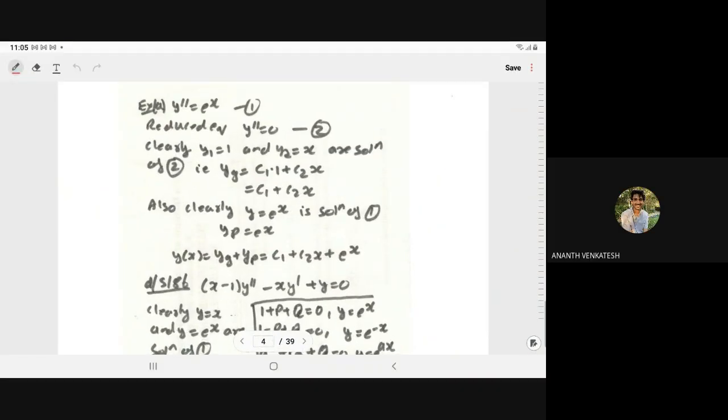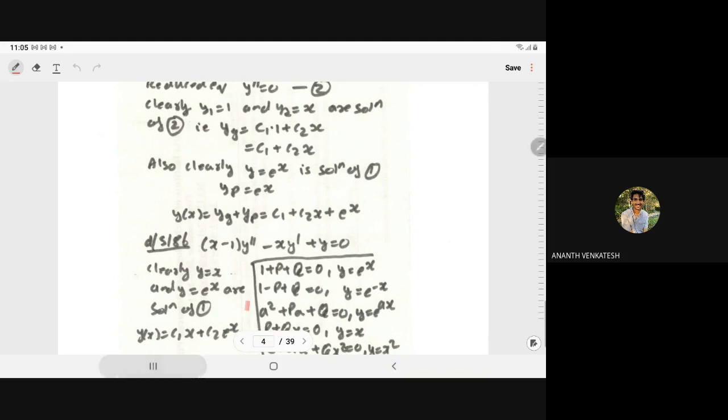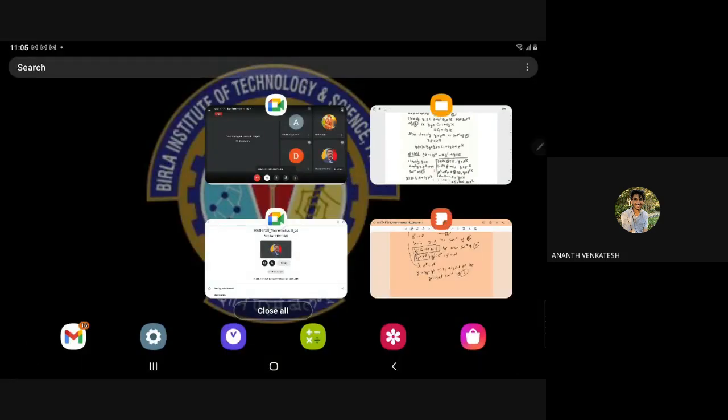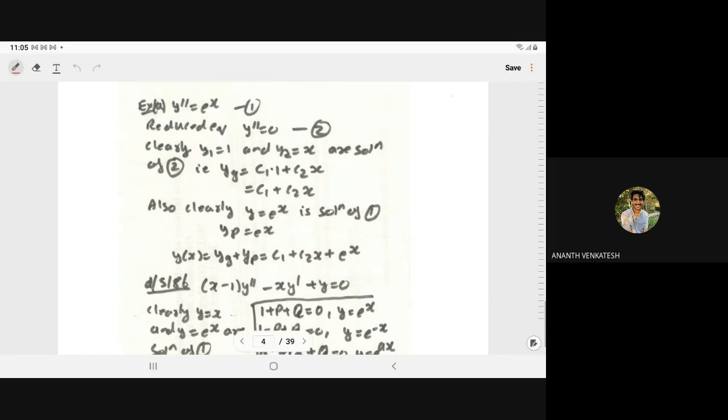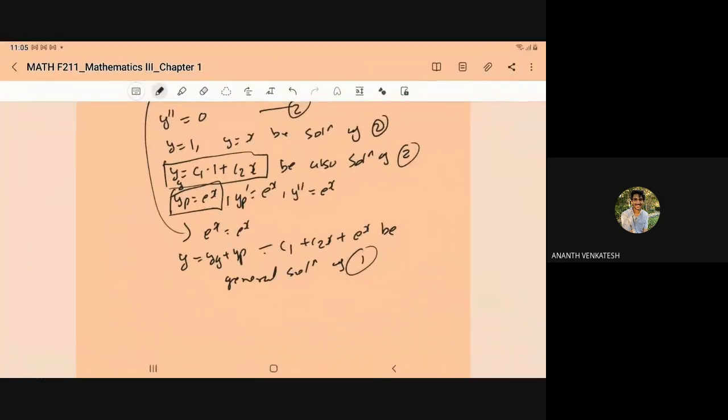Could you repeat this part once again? The question you did right now. What, the question or the solution part? The solution part, the theorem you used, the way you used it. Could you just repeat the solution once more?